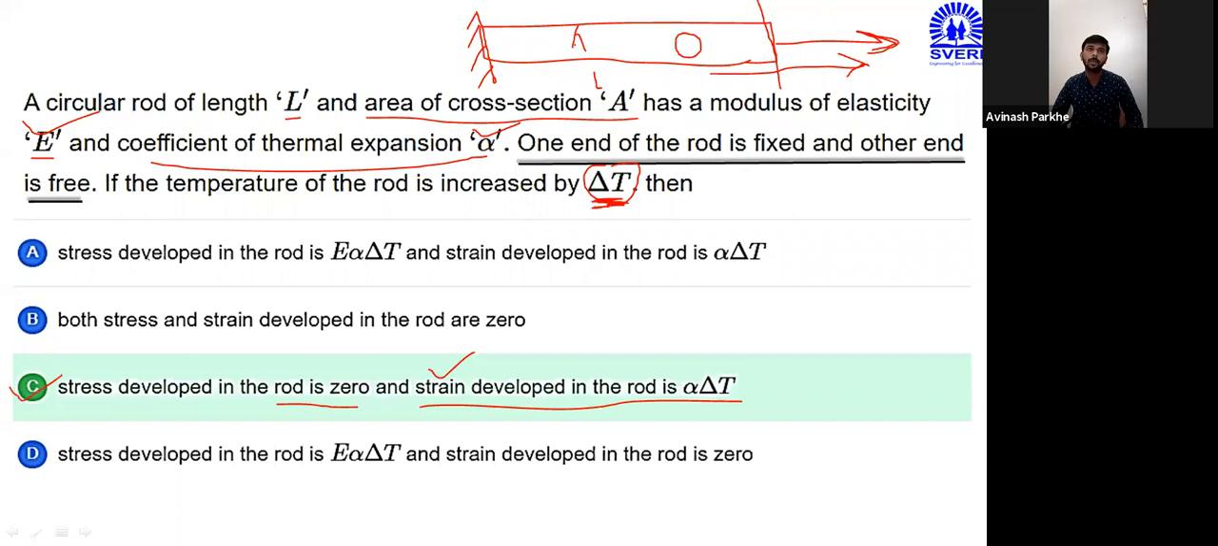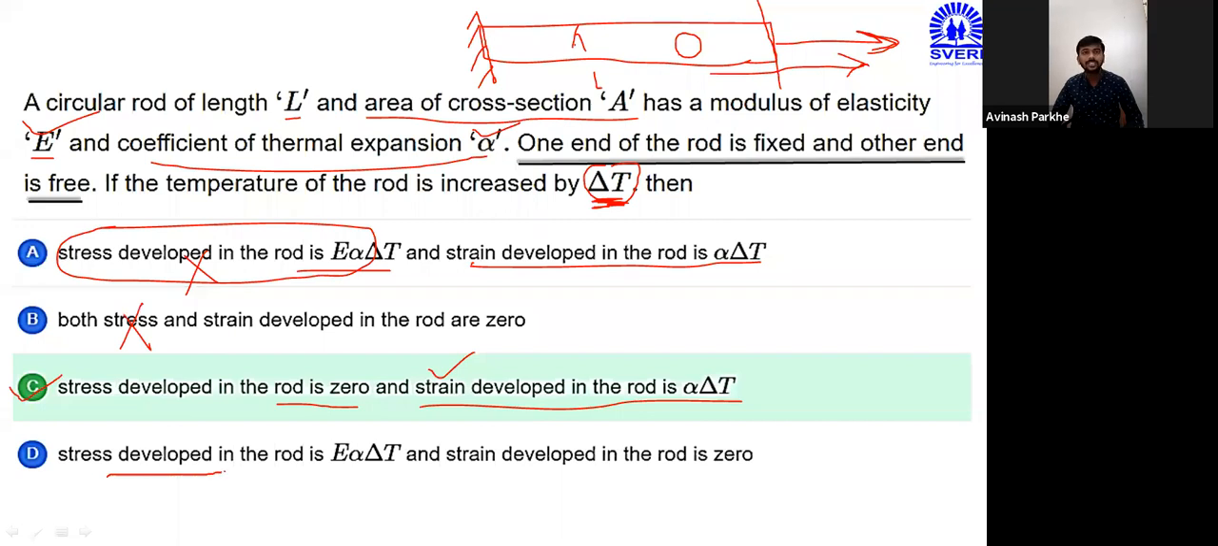If you look at the first option, stress is developed, strain is developed. 50% statement is correct. Strain developed in the rod is alpha into delta T. But this first statement is totally wrong. No stress is developed. Therefore, the first option is not considered. Second option, both stress and strain developed are equal to 0. Strain develop होते पण इथे काय सांगितले, stress पण 0 and strain पण 0. Therefore, second option is also not considered. Third option, what they have given, stress developed in the rod is mentioned, but strain developed is equal to 0. But strain is developing, therefore last option is also not taken.